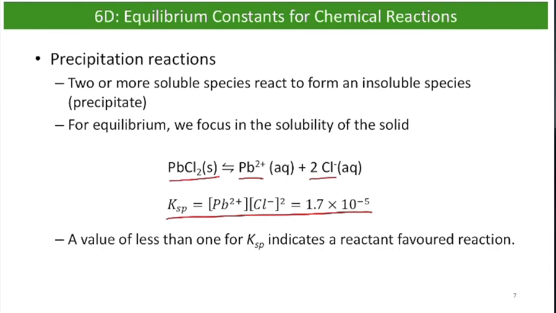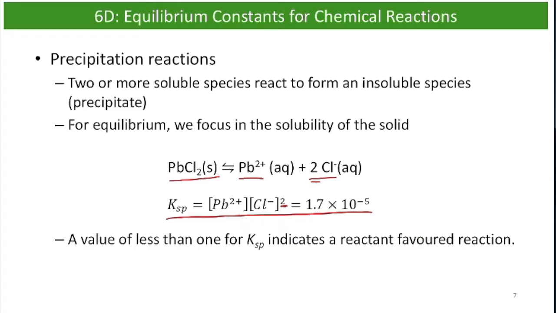So when we're talking about equilibrium expressions, remember it's the concentration of products divided by the concentrations of reactants. Lead chloride as a solid is not included in that equilibrium expression, so our KSP expression ends up being the concentration of lead 2 plus times the concentration of Cl minus squared. And remember, because we have a 2 here, that 2 ends up going up there as an exponent in the equilibrium expression. And the number that we get out of it, the 1.7 times 10 to the minus 5, tells us whether or not the reaction is reactant favored or product favored.